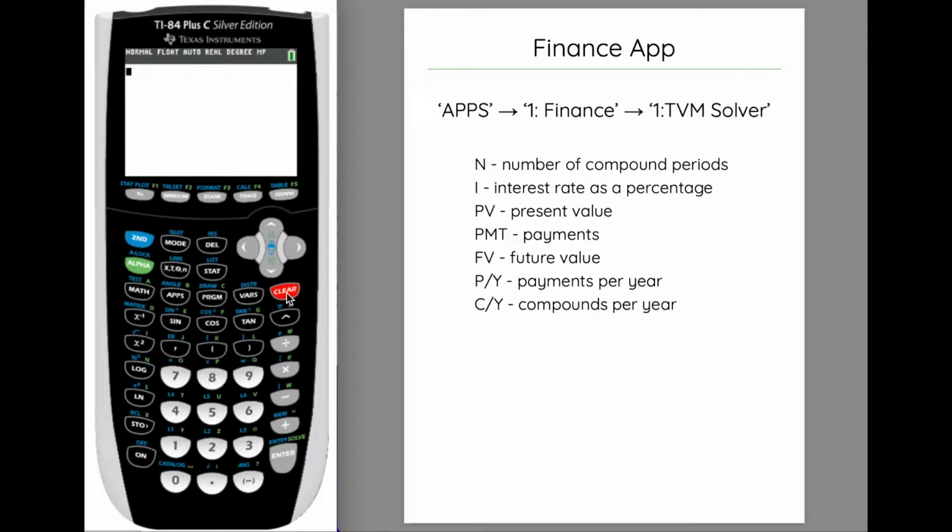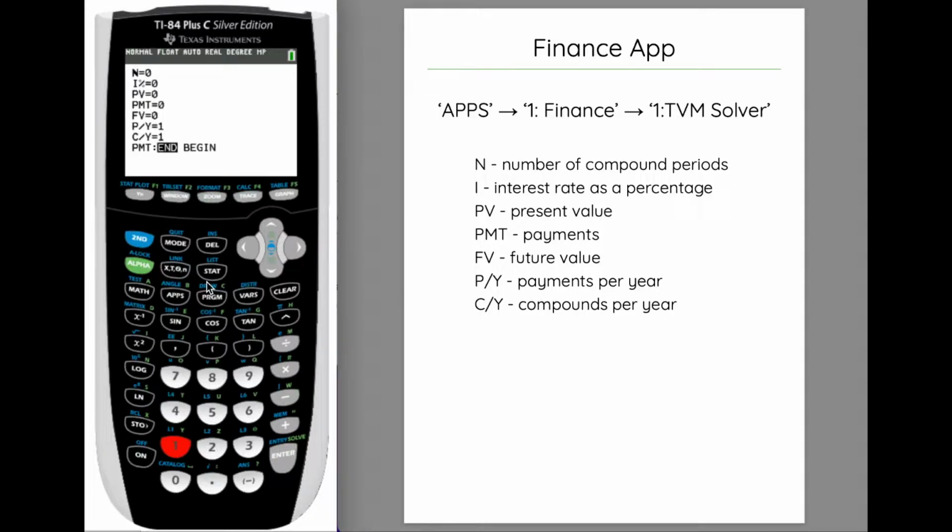A very useful app for us is going to be the finance app, and so that's any sort of compound interest question. You can find that by clicking Apps, hitting 1 for Finance, and then 1 for the TVM Solver. Now it gives you all these values you need to input. So the number of compounding periods, and interest is a percentage, so if it tells you the interest is 3.4, type in 3.4. Don't write it as a decimal, and then you fill in all the other values as needed.